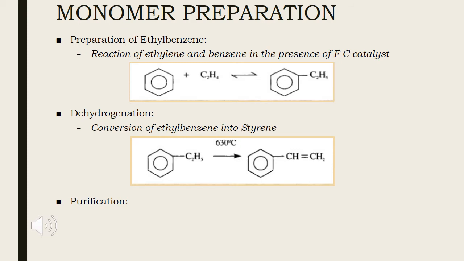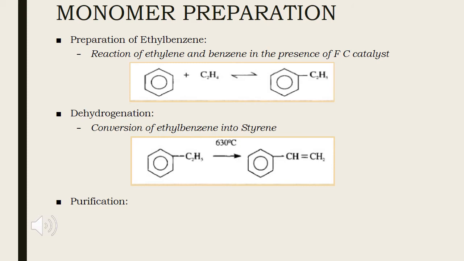First stage is preparation of ethyl benzene. Ethyl benzene is prepared by reaction of ethylene and benzene in the presence of a Friedel-Crafts catalyst such as aluminum chloride at about 95 degrees centigrade. Second stage is dehydrogenation. Styrene is produced from ethyl benzene by a process of dehydrogenation.